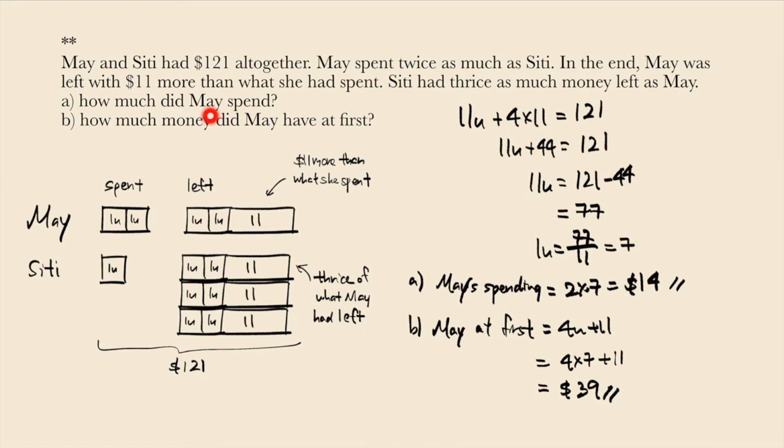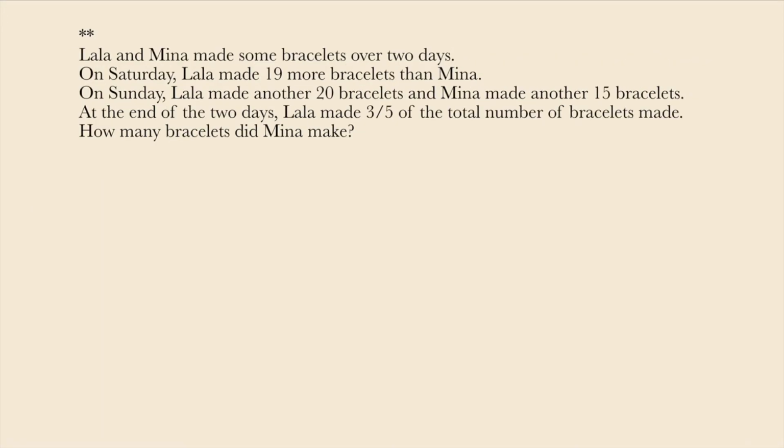So how much did May spend? May spending is actually 2 units. So if 1U is 7, 2U is $14. How much money did May have at first? So May at first would be 4U plus 11. If 1U is 7, then 4U must be 4 times 7 plus 11. That gets us $39. Lala Mina made some bracelets over 2 days.